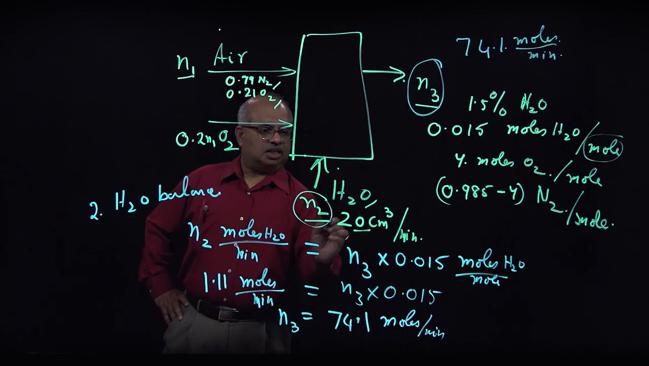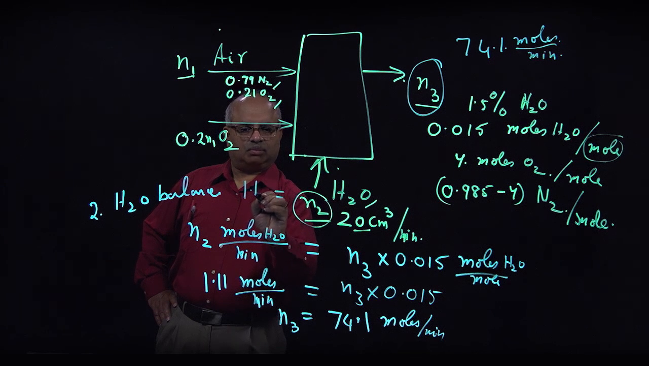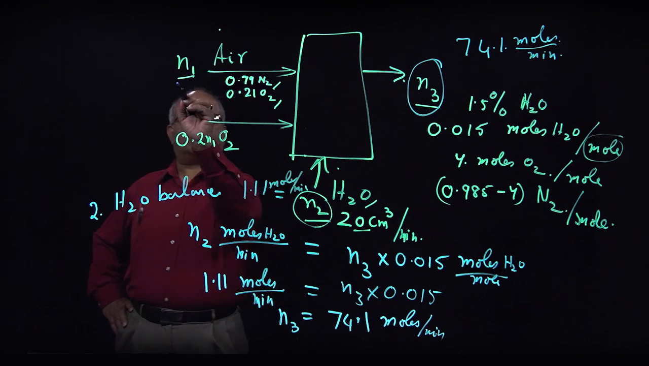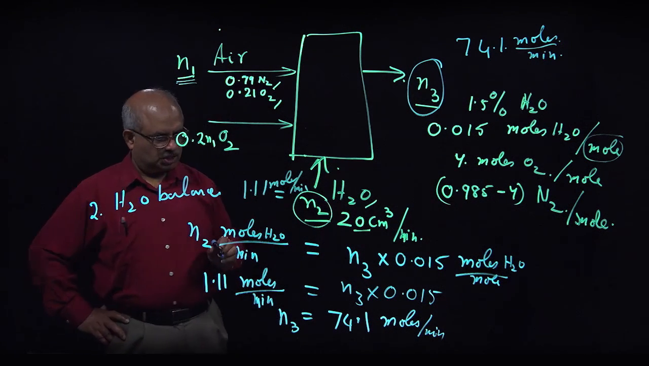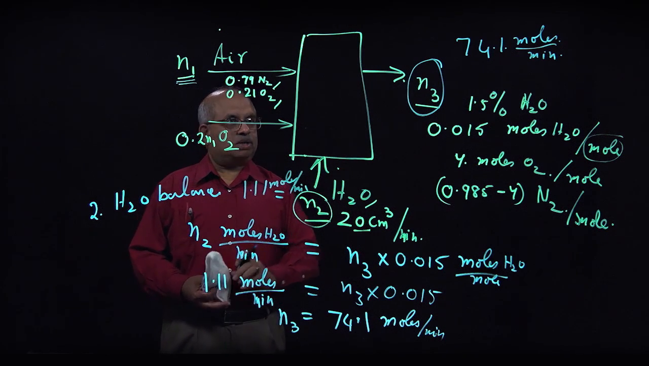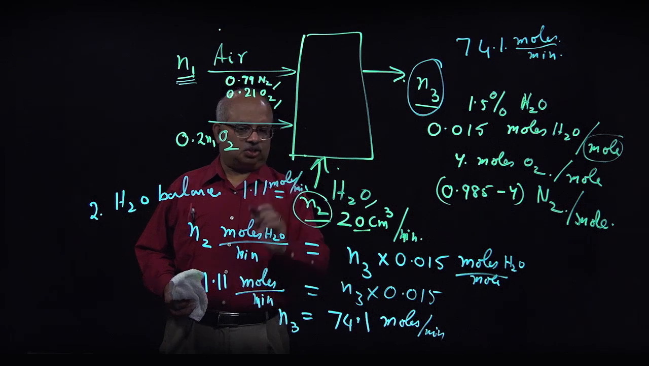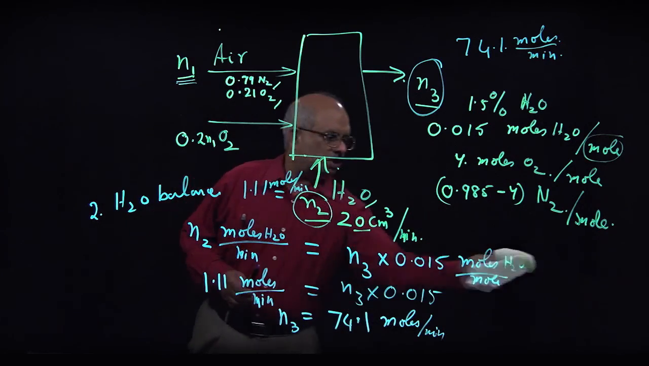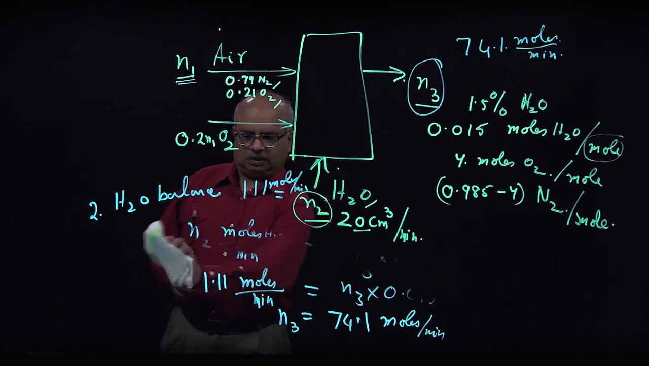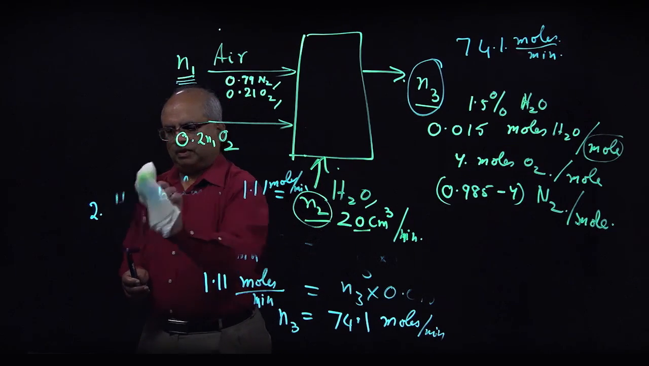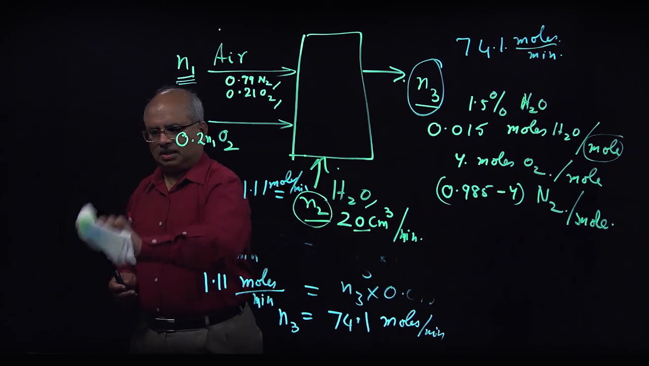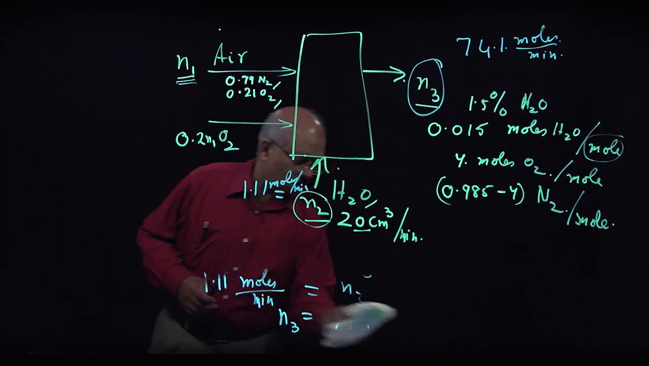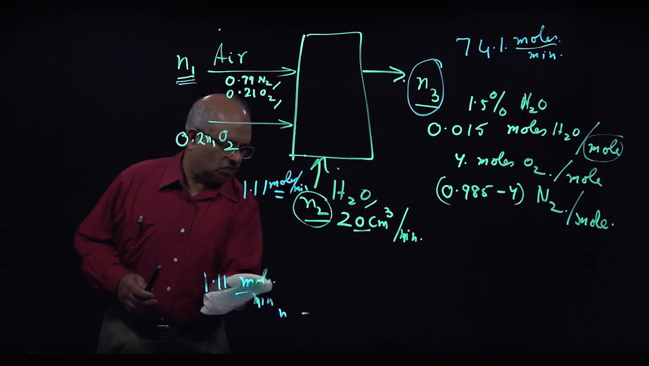All right? And this we calculated to be 1.11 moles per minute, right? So now we need to calculate N1, which we can do by either nitrogen balance or oxygen balance, one of the two. Let's do it with one of those and figure it out. So the third step would be using nitrogen balance, one species.